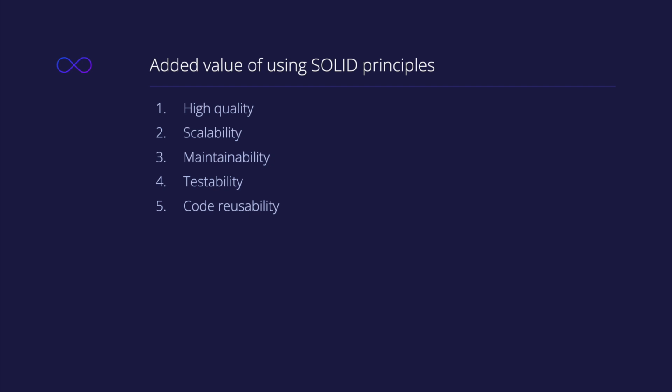In today's fast-paced software development industry, understanding the added value of using SOLID principles is crucial for building high-quality, maintainable, and scalable applications. The benefits of using SOLID are: High quality. The SOLID principles encourage the development of high-quality software that is robust, reliable, and easy to modify. Scalability. By promoting modular design, SOLID principles make it easier to scale the software as it grows. Maintainability. SOLID principles improve code maintainability by making it easier to understand, modify, and extend.